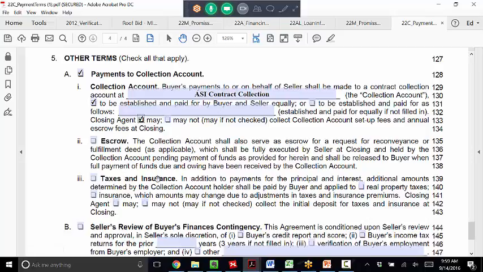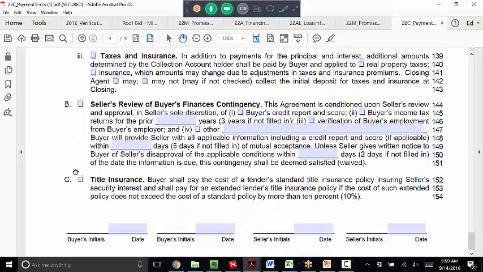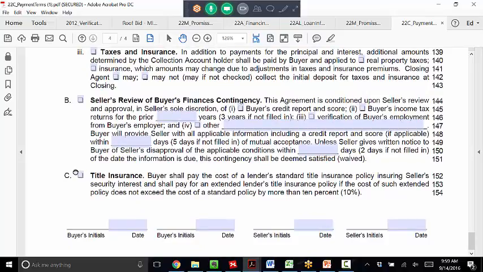Taxes, insurance. Are those going to be included? And if so, how are they going to be paid? Right? Seller review of buyer's finances contingency. This agreement is conditioned upon seller's review and approval in seller's sole discretion of buyer's credit report and score, buyer's income tax returns for the prior 3 years, verification of buyer's employment and other, right? You might have divorce decree, previous bankruptcy, things like that. You would want to review those documents.